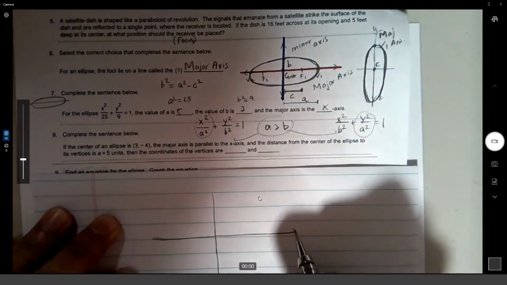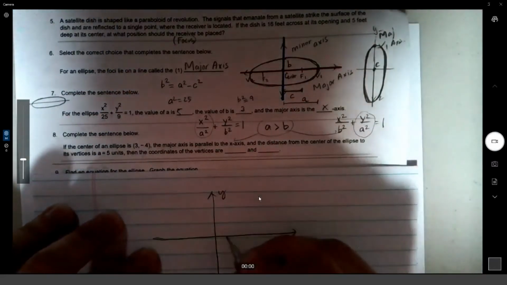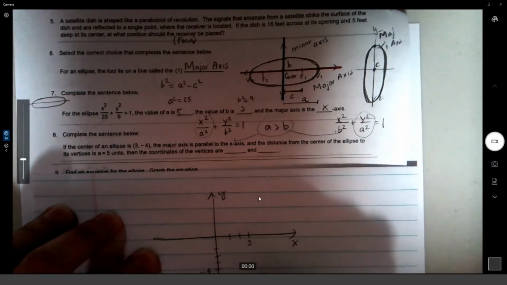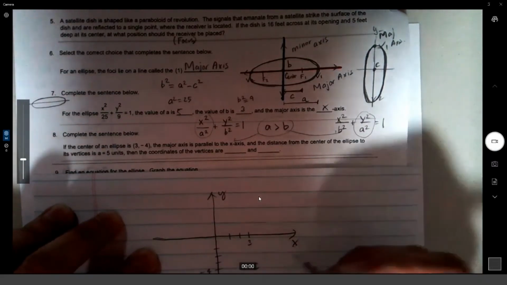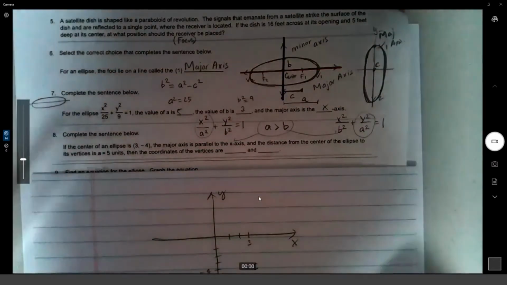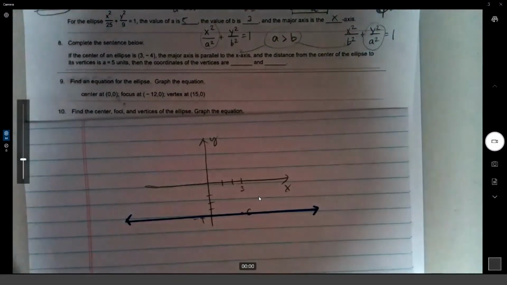the center is at (3, -4). 1, 2, 3. 1, 2, 3, 4. It says that the major axis is parallel to the x-axis. Oh, okay. What that means, oh, I'm sorry, my apologies. You can do that. Let's see. The major axis must run this way. Make sense, yes or no?